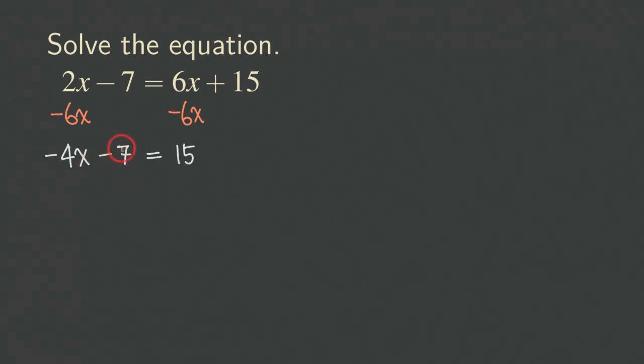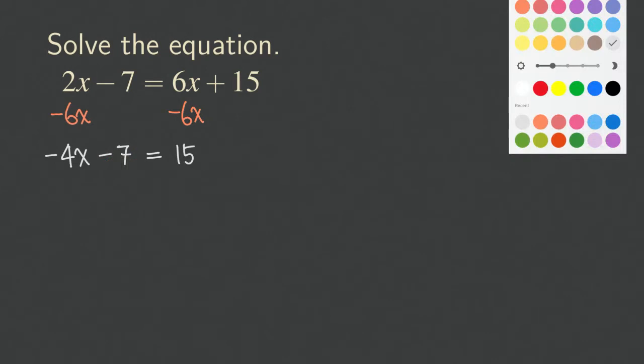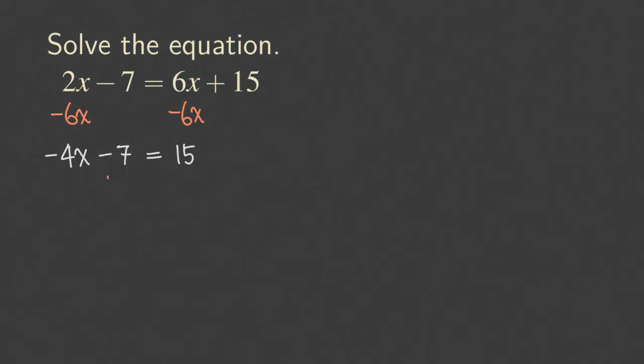The next step is to get the negative 7 to the right-hand side of the equation so that the x term is isolated. And so the way to do it is to do the same operation as what we have right here. But this time, because we have a negative sign in front of the 7, we want to have the opposite sign for that, which is positive 7. So we are adding 7 to both sides.